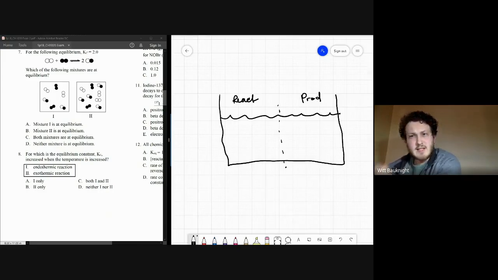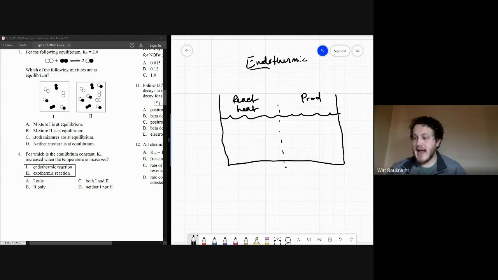Well, let's for a second think about an endothermic reaction. Endo meaning in. So for an endothermic reaction, heat is a reactant. So if we are increasing the heat for an endothermic reaction, it's like we're putting more water in this side of the tank. Well, which direction is the water going to flow then? It's going to flow towards the products.